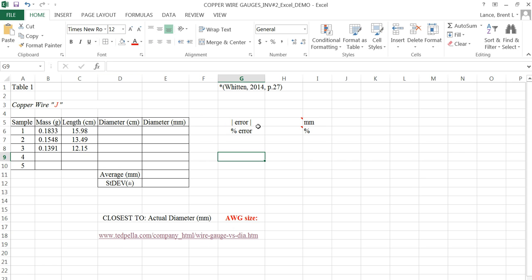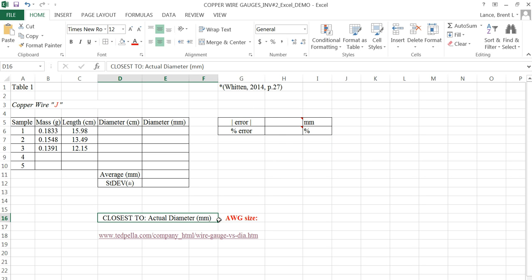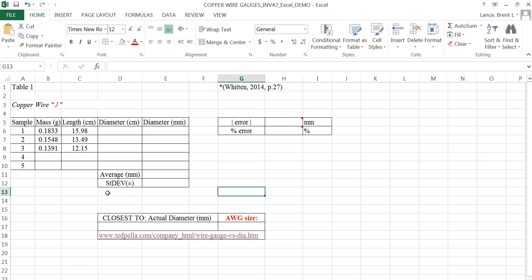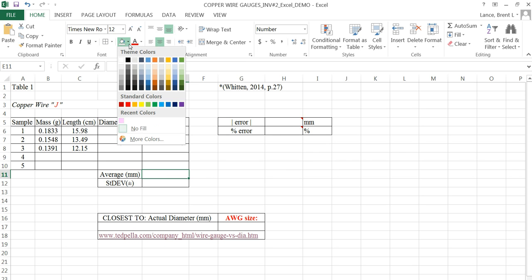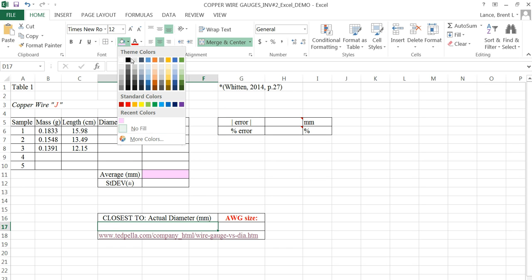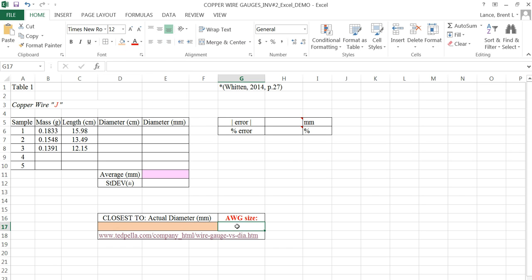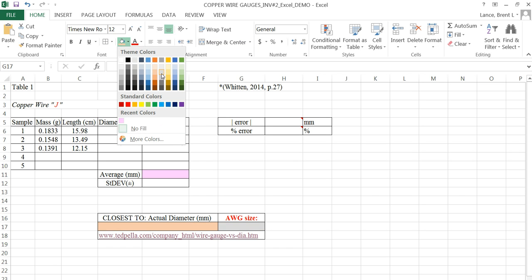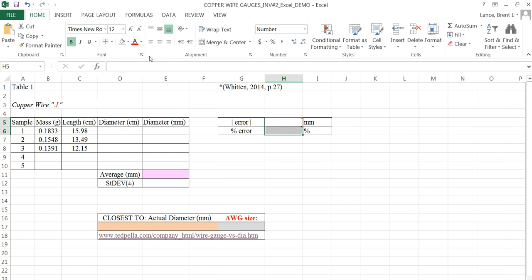So you could even do that over here where you'll be doing your error and your percent error, and at the bottom where you'll enter your closest actual diameter and the AWG size, like that. And sometimes I even highlight certain things. I put little highlight colors in there, so maybe that's something that's going to stand out. I just pick a color, and different colors, because you'll be wanting to draw attention to certain parts.